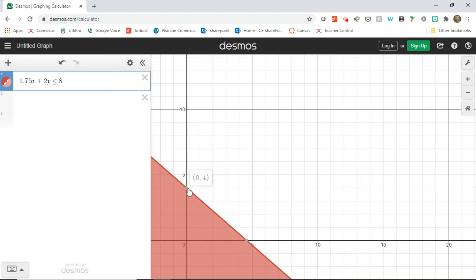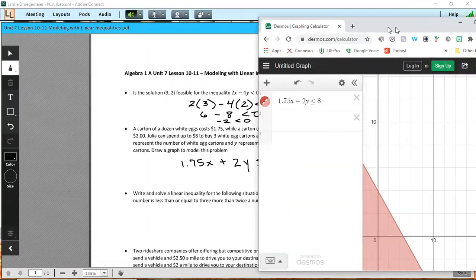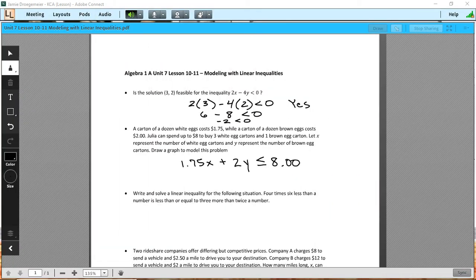So for example, my x-axis, or x we said was the white cartons. So if she bought 3, and it looks like it froze up on me, but if she bought 3 cartons of white, then she could buy 1 of brown. She could buy 2 of the white and 2 of the brown because that's still in that shaded region, and so on. So that's how we could go about graphing that.